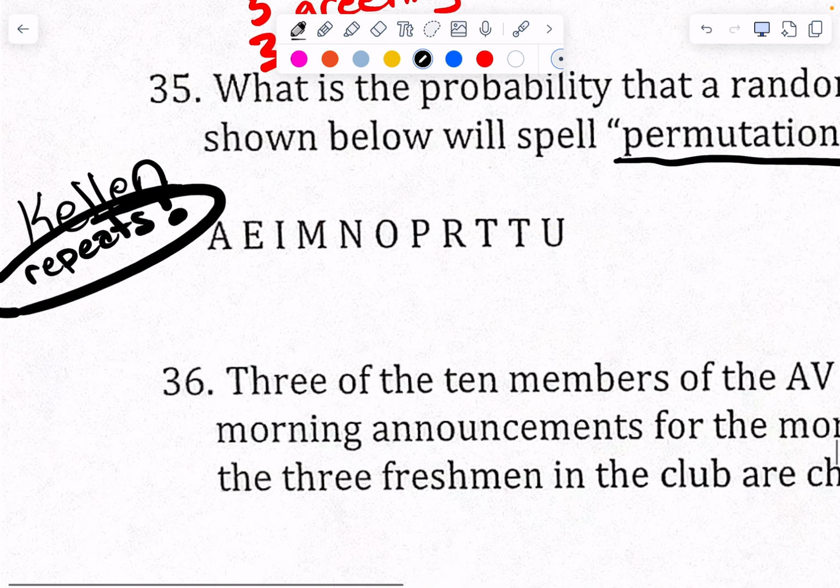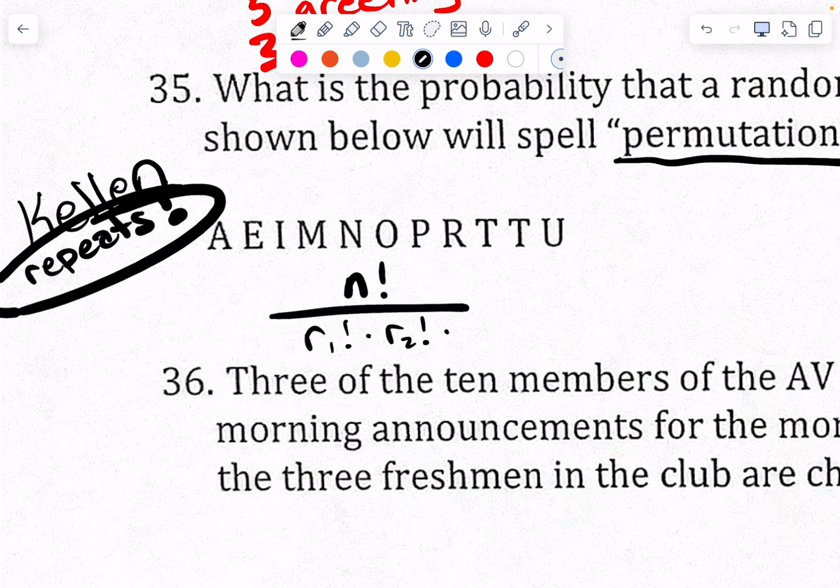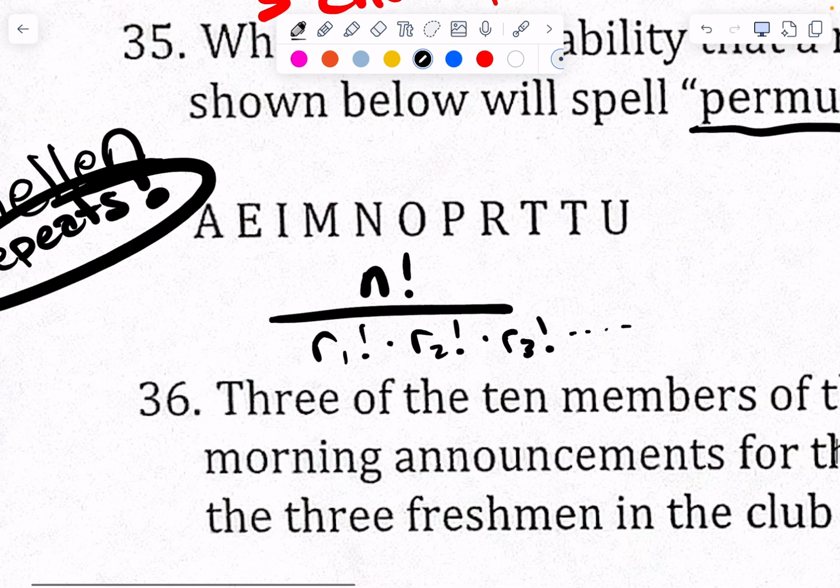There's a formula for this to delete out the repeats, okay? And it is, do you remember? N factorial over R1 factorial times R2 factorial times R3 factorial, however many repeats that you have, right? Okay. In the word permutation, how many letters repeat? 1. Only the T, and it repeats twice, right?